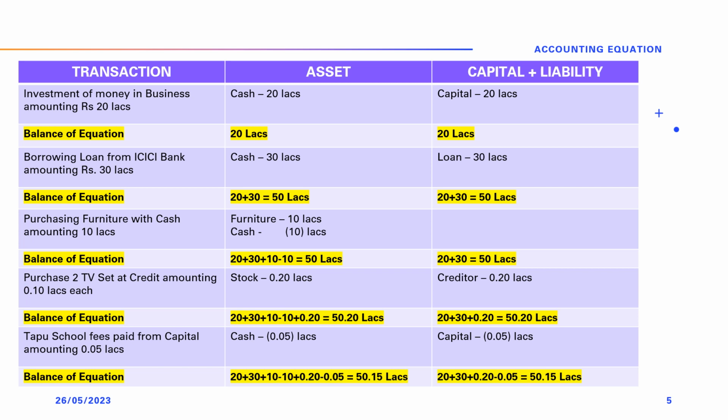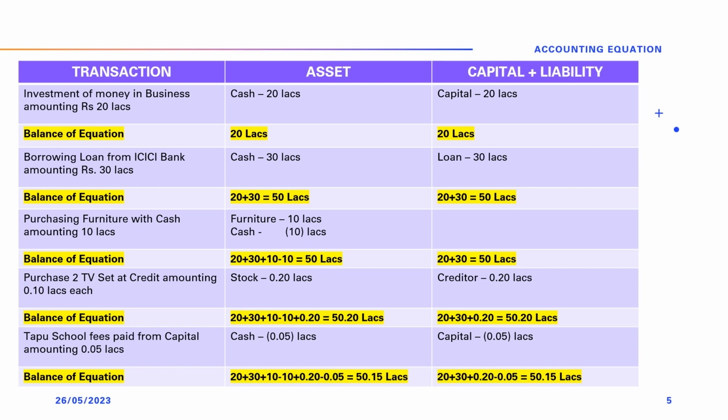Third thing which Jethalal did was to purchase furniture for business in cash. Over here, form of asset is changed from cash to furniture. Hence, we can see that there is no impact on capital and liability side. But on the asset side, cash is reduced and furniture is added with a similar amount, that is 10 lakhs rupees. Again, the balance of the accounting equation is the same, that is 50 lakhs on both the sides.